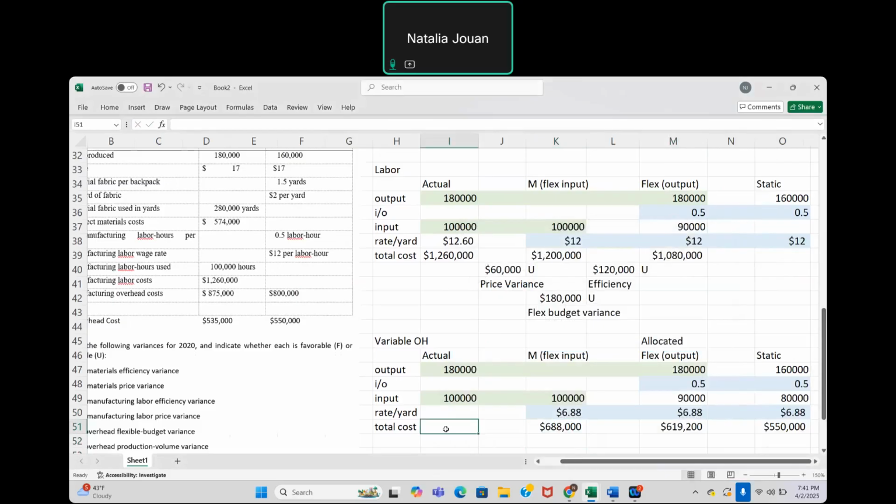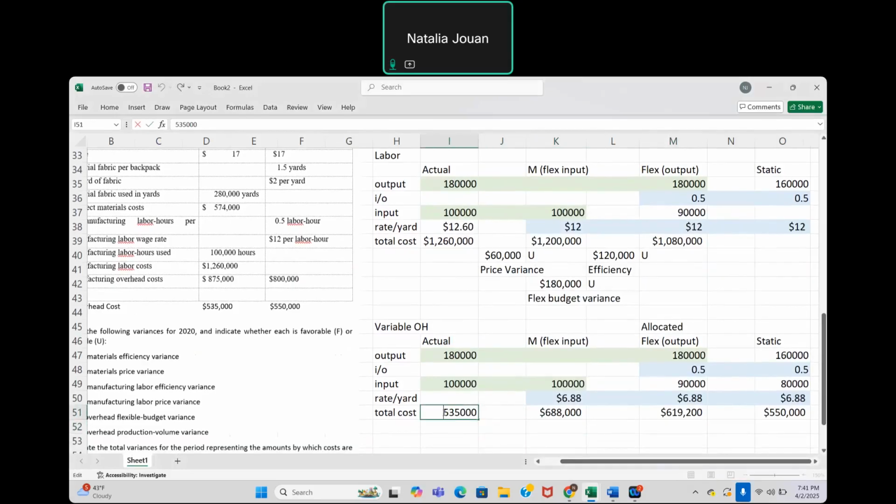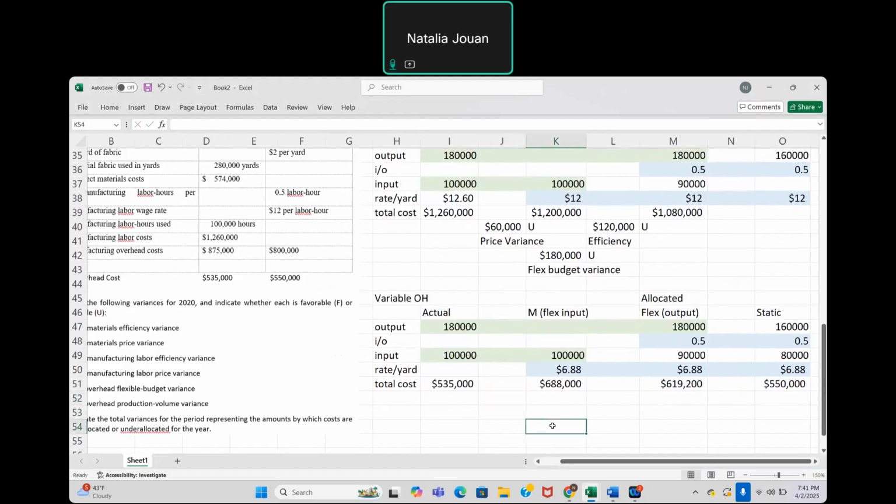So we can put it here, 535. Finally, a favorable variance. But anyway, we're not looking for variances. I'm going to solve for them anyway. So the over under allocation is the same as the flexible budget variance. And in this case, we have a favorable or over allocation. So is it favorable? It's also over allocated.